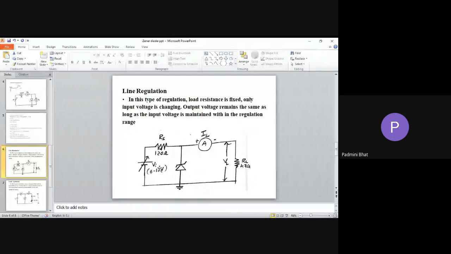Initially, once you build this circuit, keep 2 volts here and find the reading. 4 volt, find the reading. 6 volt, take the reading. 7, 8, 9, 10, 11, 12. You should observe that here it is almost constant. If at all changes are there, it will be in the microampere.